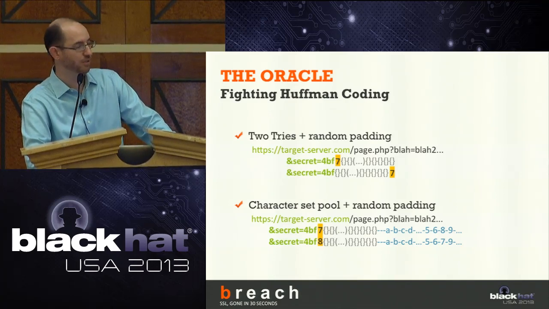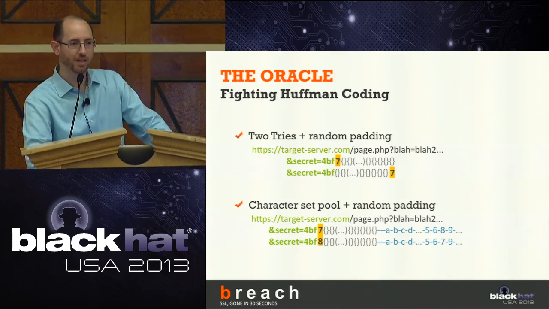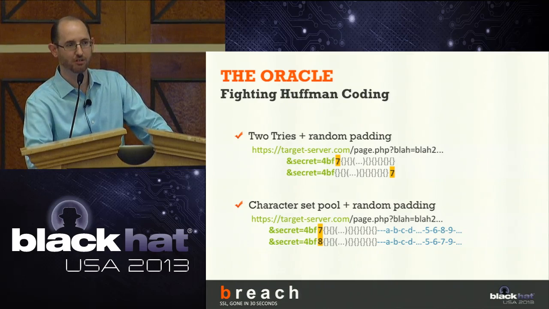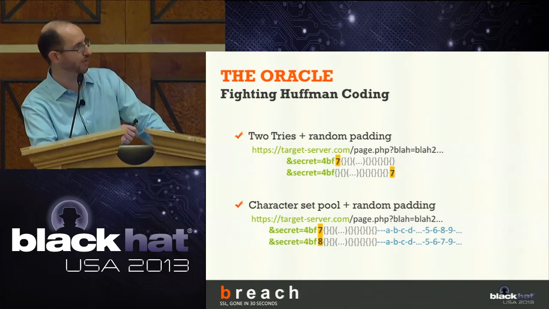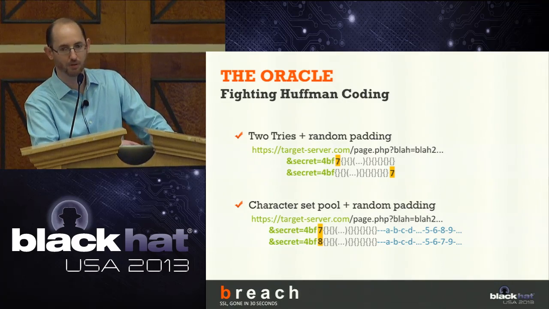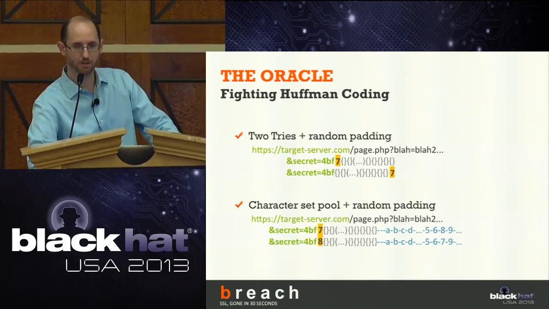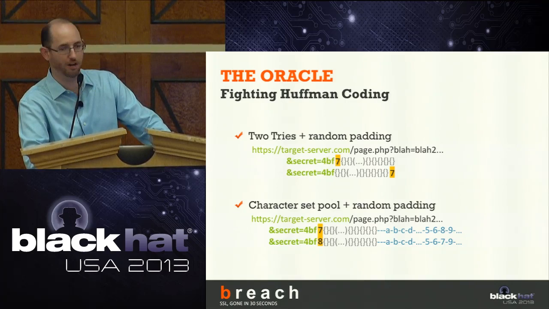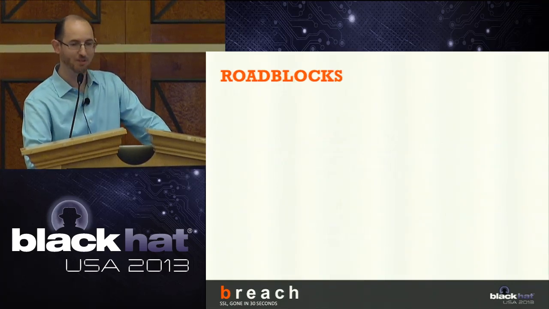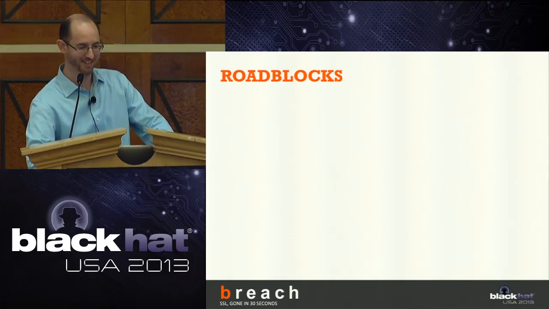What that essentially allows us to do is not change the Huffman coding. Huffman coding will stay basically the same across different requests. So the only thing that changes across requests is going to be the location of that character. And the location will only affect LZ77 and not Huffman coding. So that helps us a little bit to determine what's the correct guess and what's just Huffman coding fooling the Oracle. So that was the first roadblock. We had a few more.